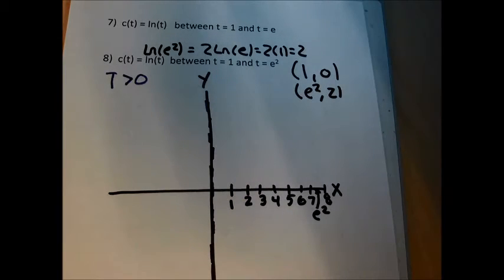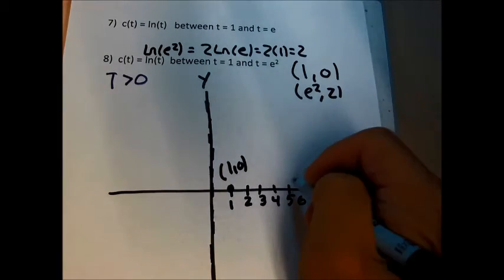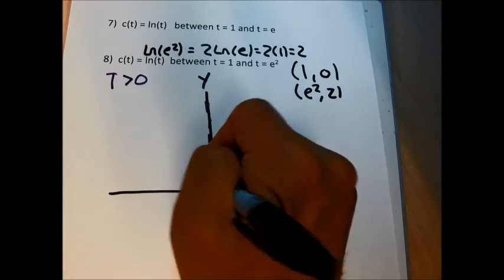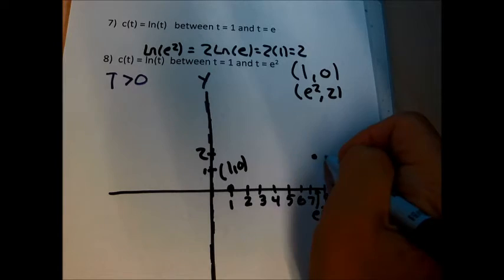So those are the 2 points I need to plot, and then I'm going to more or less just copy this graph. So I'm going to plot the point 1, 0, and then e squared comma 2.